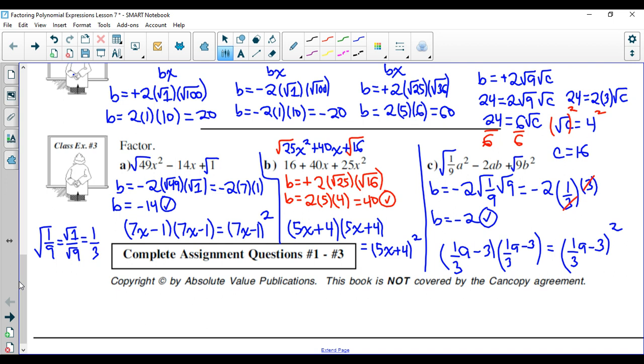Okay, so we'll stop the lesson here, and you need to do, starting on page 368, a few questions. So 368, numbers 1 through 3, and just do parts B, D, F, and H. So you can alternate the questions.